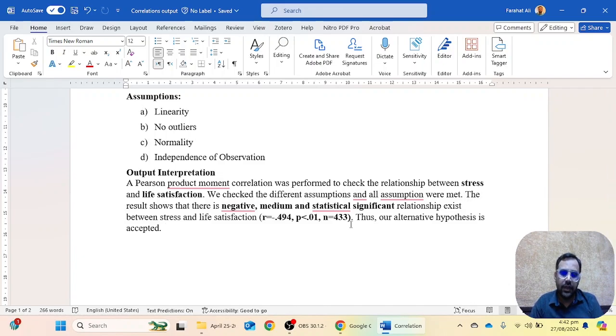If you want to use Pearson correlation analysis for your thesis, dissertation, or research paper, you can make it more concise and short. Like you can write that there is a negative, medium, and statistically significant relationship between stress and life satisfaction, which means that higher stress leads to lower life satisfaction. This is the way that you can write the results of Pearson correlation analysis in your thesis and dissertation.